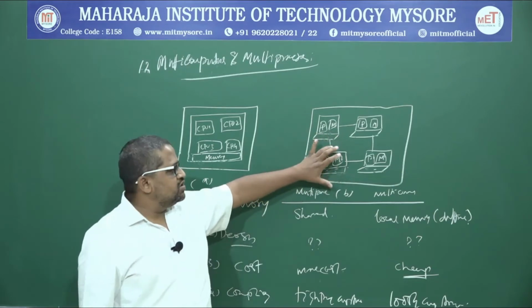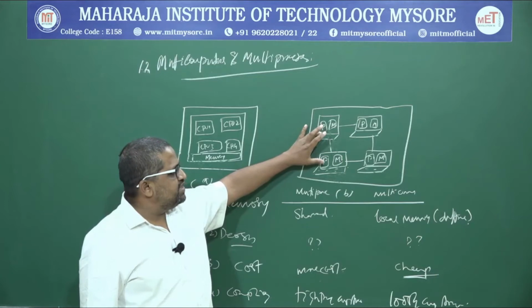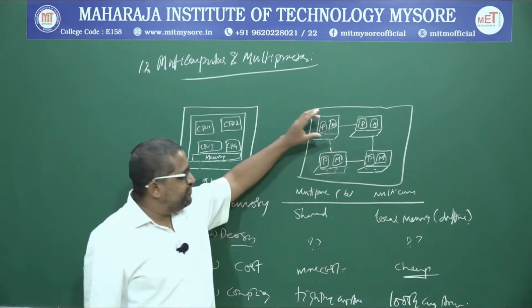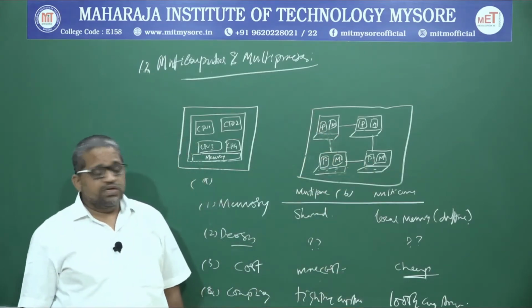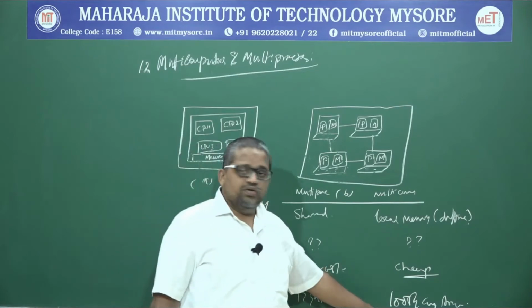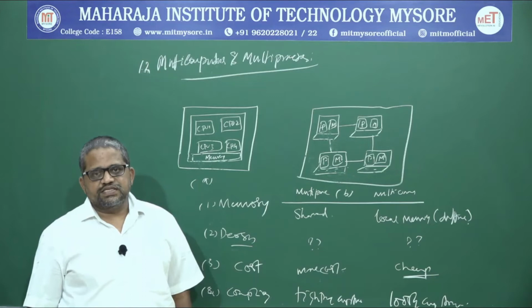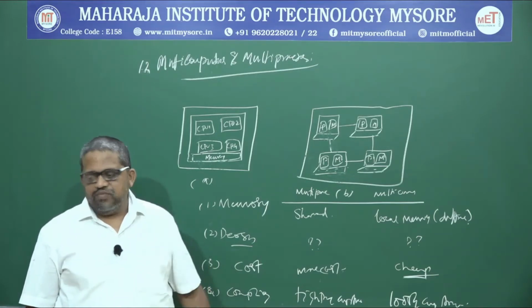Each computer has got its own processor. Again, a processor cannot communicate directly with the other processor. It can communicate only with its local memory, and if it wants to communicate, it has to go through an interconnection network. So, that is why they call it a loosely coupled one, whereas this is a tightly coupled architecture. Clear with this? So, these are some of the differences that you can make out.